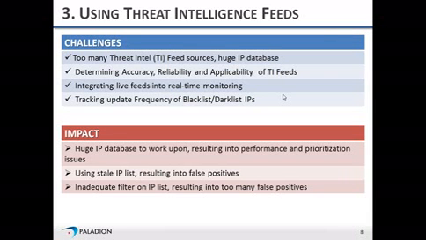So if I say challenges for using threat intelligence feeds are too many threat feed sources, huge IP database, and it becomes too much of a task to integrate and then keep monitoring them. The second challenge is determining accuracy, reliability, and applicability of these TI feeds. So whenever you shortlist a TI feed source, make sure it is accurate, reliable, and applicable to your environment. If I have enrolled for certain feeds, be it free, be it paid, make sure that those are accurate, applicable, and they are reliable sources of information before you integrate with your SIEM solution.